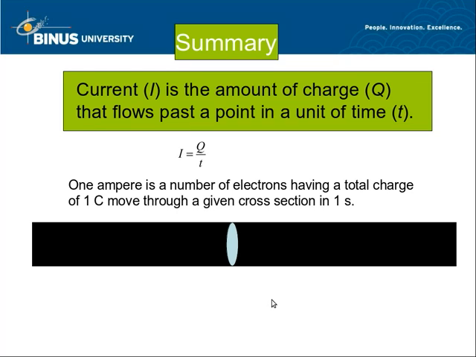Here's a picture showing an animation of a single tube passing through a certain cross section. An example question: if we have 2 coulombs passing a point in 5 seconds, what is the current? And the answer is 2 divided by 5, which means that we have 0.4 amp.